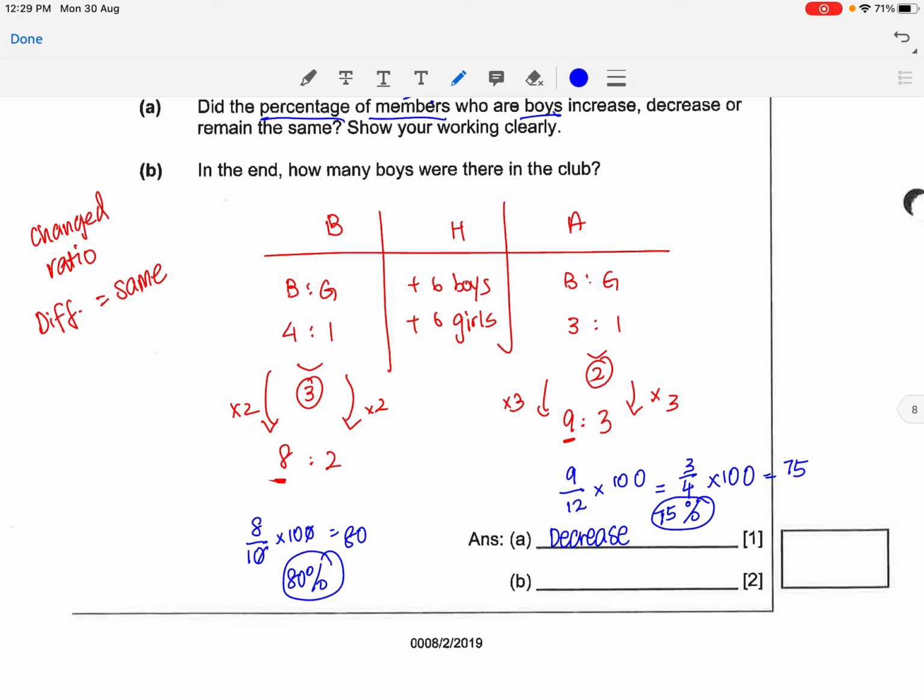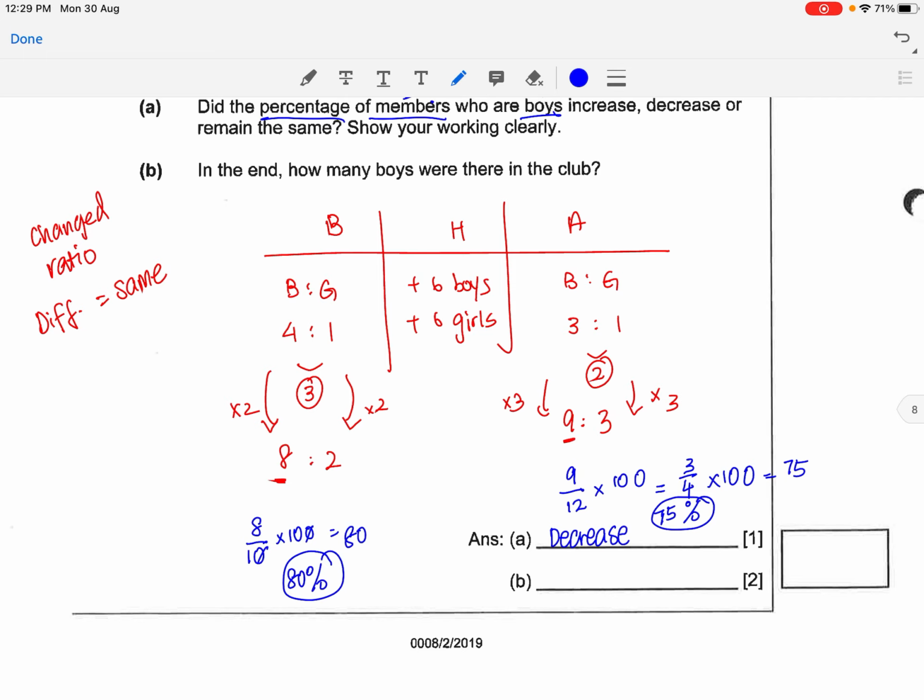Now for those pupils who actually guessed your answer, you will need to prove it, because this question is not like just by luck you will be able to get A1 like that. You will still need to be able to prove it, because even if you get decrease, you just write it, but if you did not show working, there is 0 mark. It's because this question there's only three different answers: increase, decrease, remain the same. So this one you will need proof as how you get decrease. Okay, so let's go to part B.